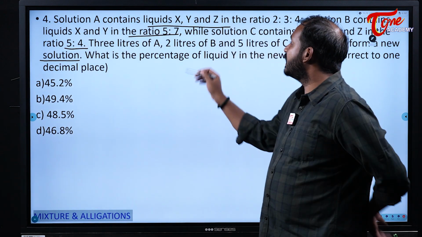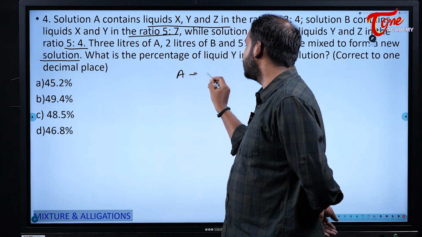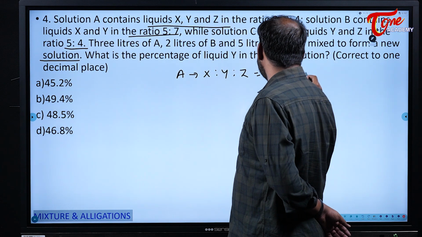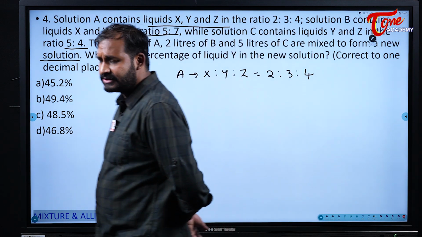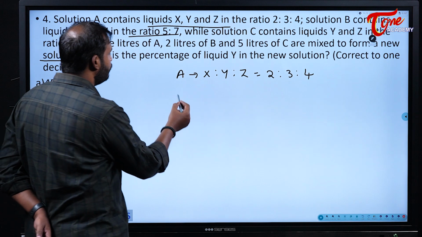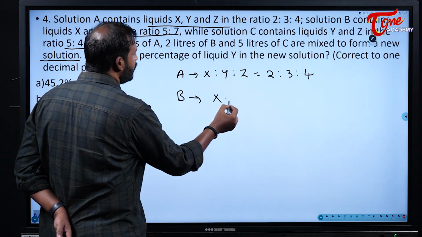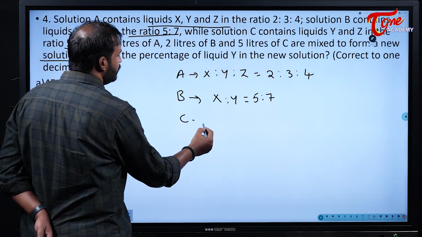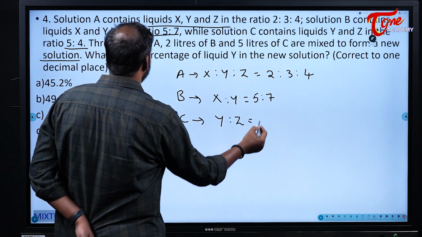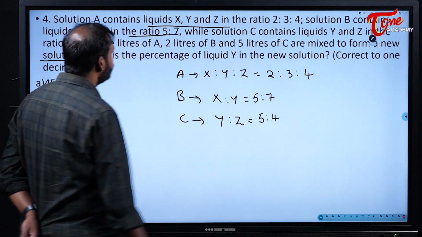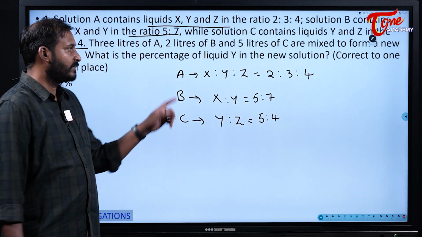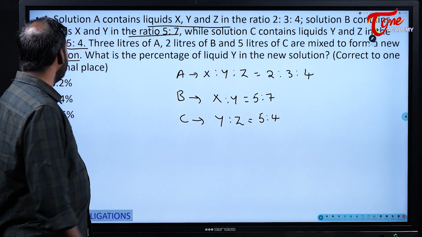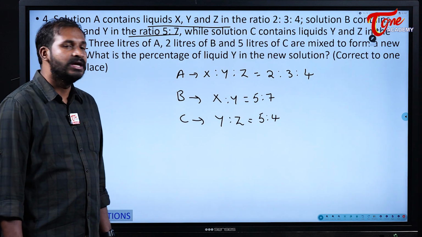Now please see here, A contains X, Y, Z in what ratio? 2:3:4. Next, in B, X and Y are in what ratio? 5:7. And in C, Y and Z are in what ratio? 5:4. Okay, good, superb. Now 3 liters of A, 2 liters of B and 5 liters of C are mixed to form a new solution.